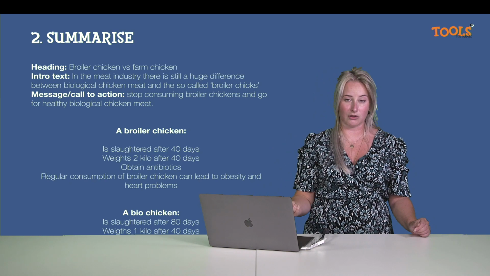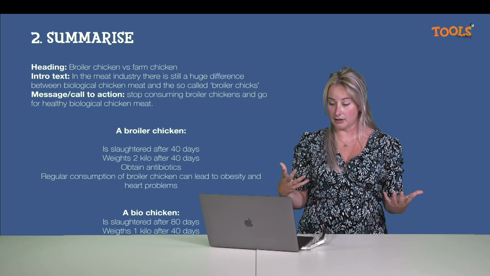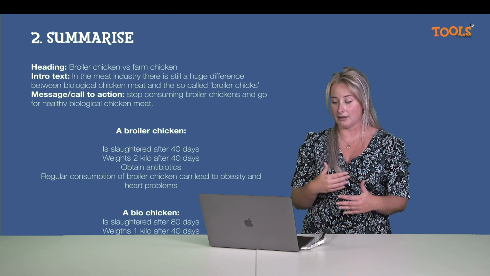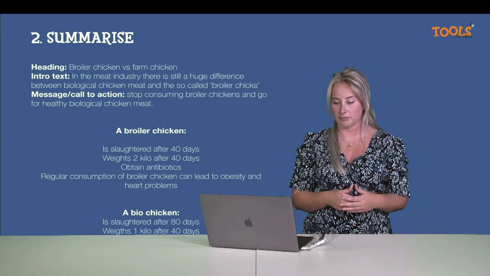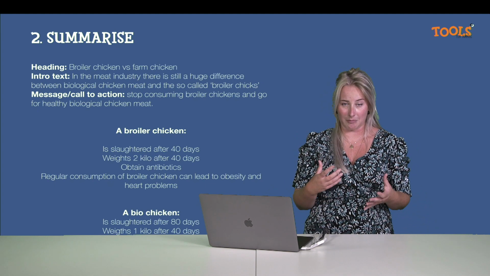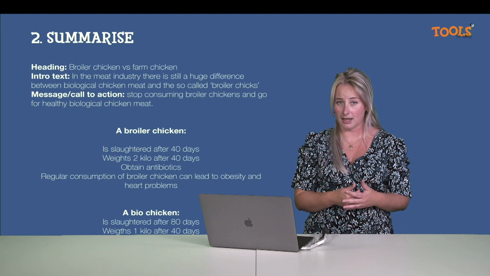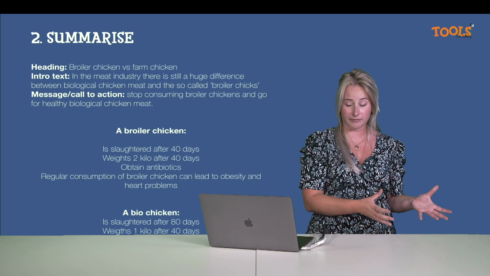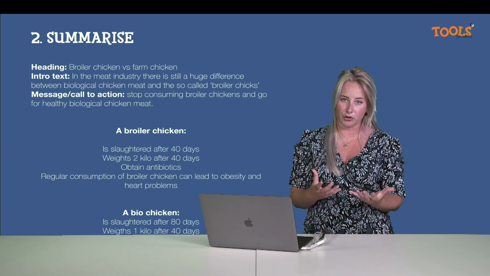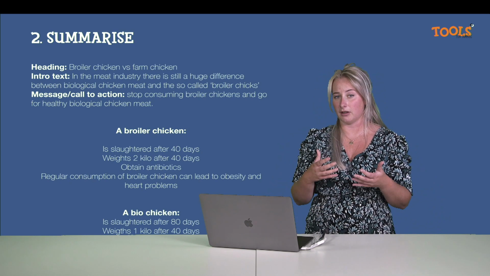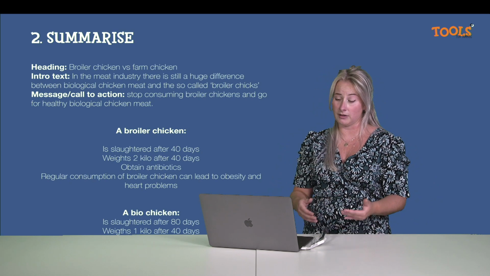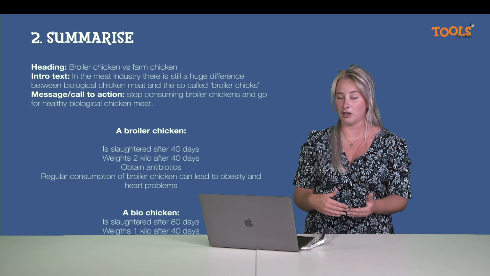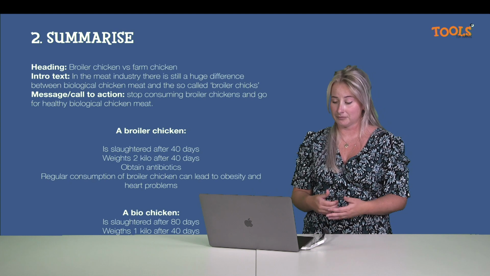I have some introduction text. In the meat industry, there's still a huge difference between biological chicken meat and the so-called broiler chicks. So that's kind of the main message I want to send in my infographic. Then I have my call to action, some kind of conclusion. What do I want the target group to do with this information? I want them to stop consuming broiler chickens and go for healthy biological chicken meat.